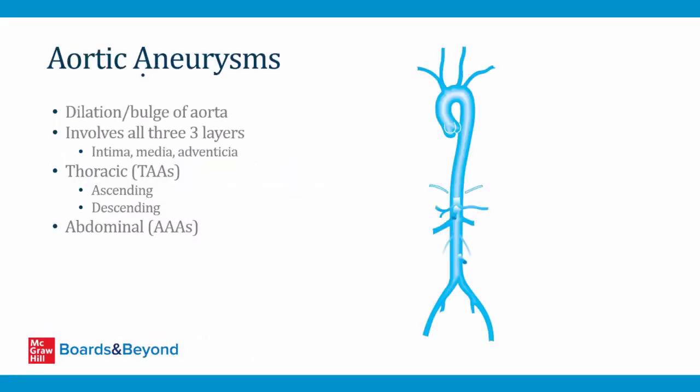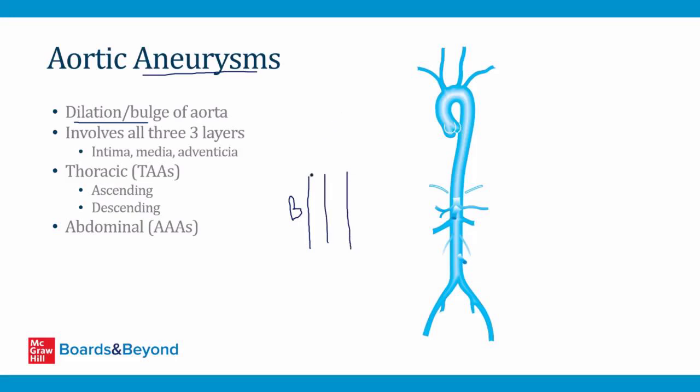Let's start by talking about aortic aneurysms, which are very common abnormalities of the aorta. So an aneurysm refers to a dilation or a bulge of the aorta. And recall that the walls of blood vessels, including the walls of the aorta, have three layers. So if this is the blood on the inside of the aorta, the layer that is up against the blood is called the intima. That's followed by the media, and that's followed by the adventitia.